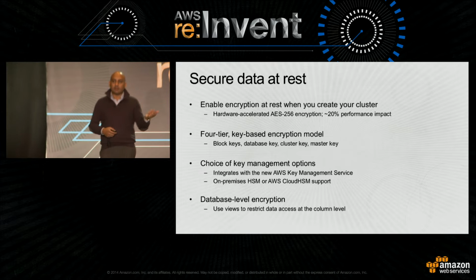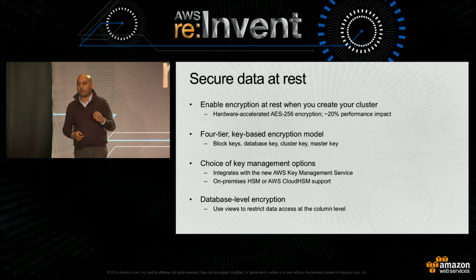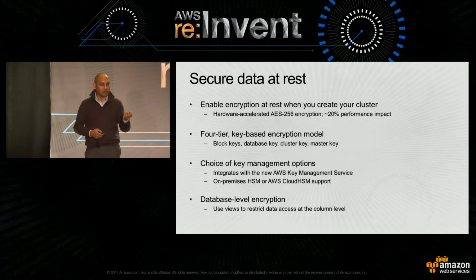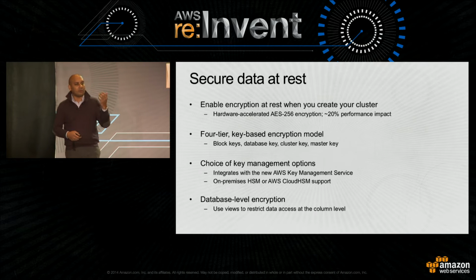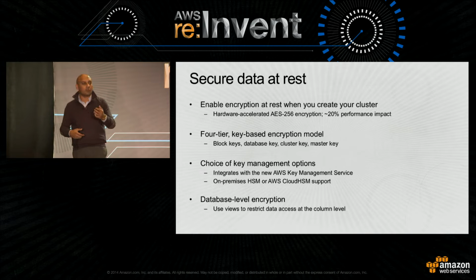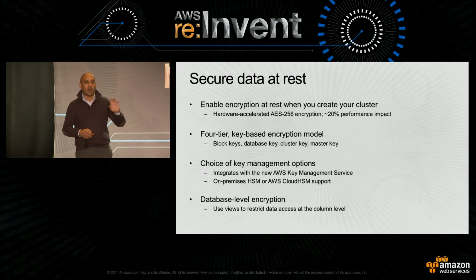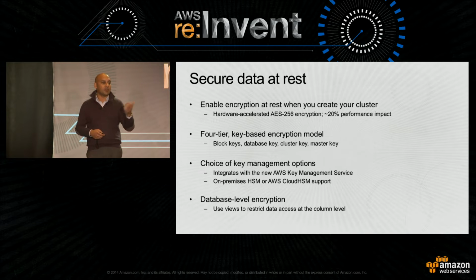So we use a multi-tier key-based encryption model in Redshift. Each block gets its own individual, randomly generated AES-256 key that's used to encrypt the data in that block. This prevents block splicing. And then those block keys are encrypted using a database key that's just kept in memory on the cluster. So essentially you have block keys, and the block keys are encrypted with a database key that's in memory. That database key is persisted off database, and that's encrypted using a cluster key, so it's only persisted in encrypted form.